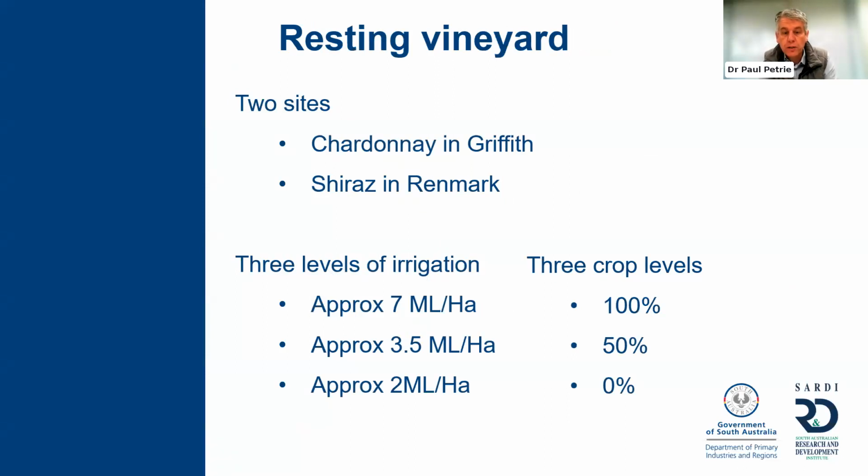We had a couple of trial sites. So we had a site with Chardonnay in Griffith and a site with Shiraz in Renmark. You might ask why we would focus on Chardonnay when the current issue we're seeing within the industry is an oversupply of red grapes. The concept behind the project is that we'll develop a toolbox, something that growers can pick up and use anytime we have an issue with excess supply.